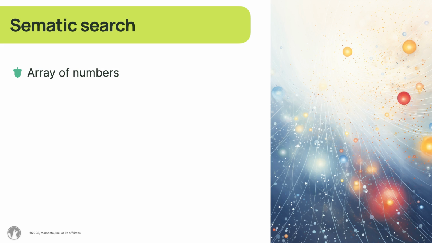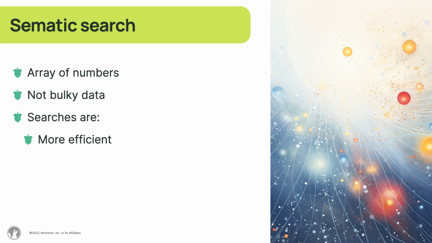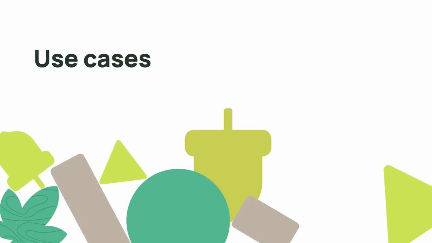Since you are working with an array of numbers and not bulky data, satisfying such an array is dramatically more efficient and more performant than other index types. Now that you know what a vector index does for you with vector embeddings, let's talk about some examples of what you can do with a vector index.